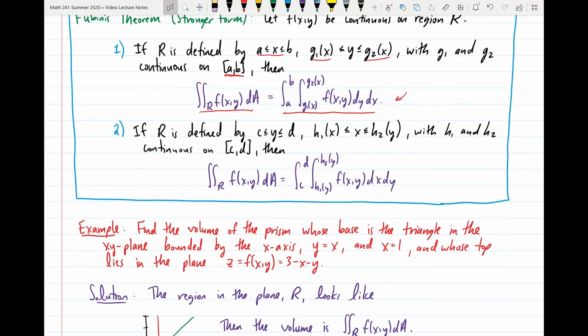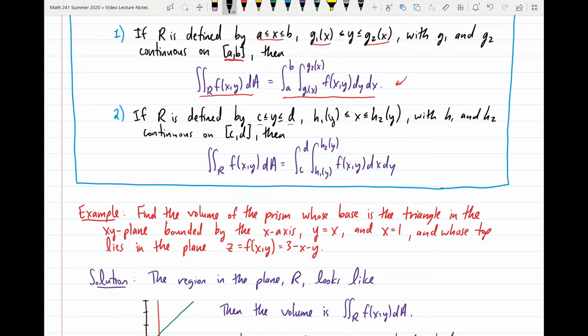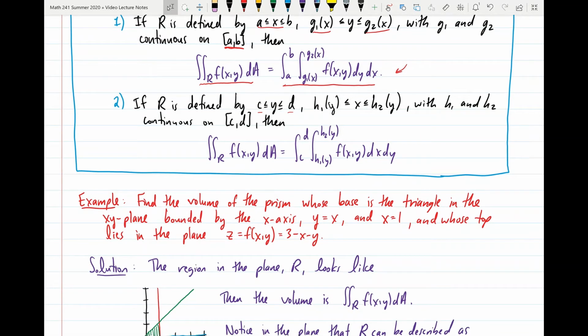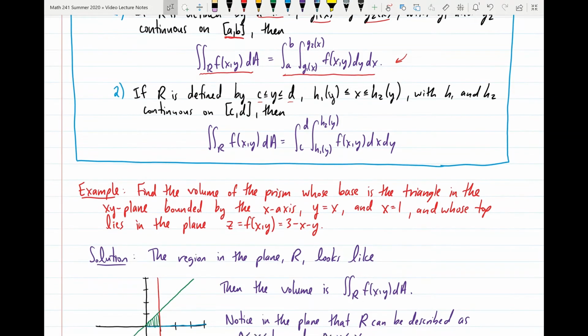And secondly, if R is defined in the following way, where y instead of x is bounded between two constants c and d, and x is bounded between two functions of y, so x is between h sub 1 of y and h sub 2 of y, where again the functions h sub 1 and h sub 2 are continuous on the closed interval from c to d, then the double integral of f of x, y over the region R is equal to the iterated integral where we have the integral from c to d of the integral from h sub 1 of y to h sub 2 of y of f of x, y dx dy.